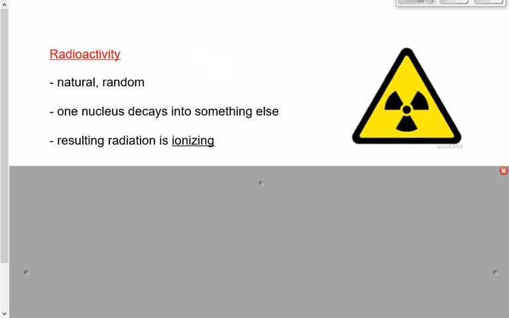Now, this is a big table. Bear with me on this one. There are 4 types of radioactivity that we talk about in Physics 30. The first type is called alpha decay. Where have you heard that word before? Alpha. In the context of physics, that is.